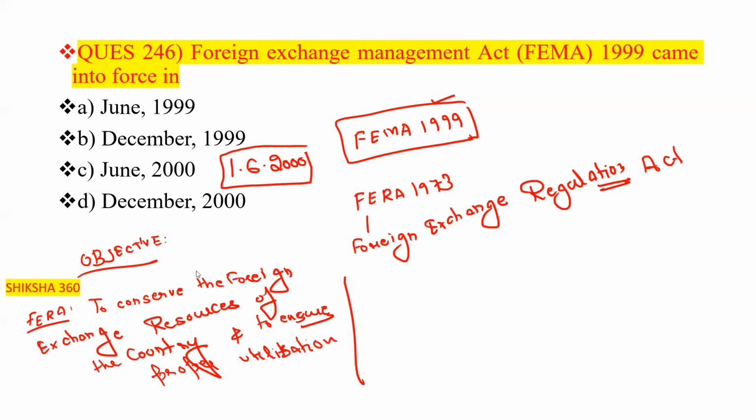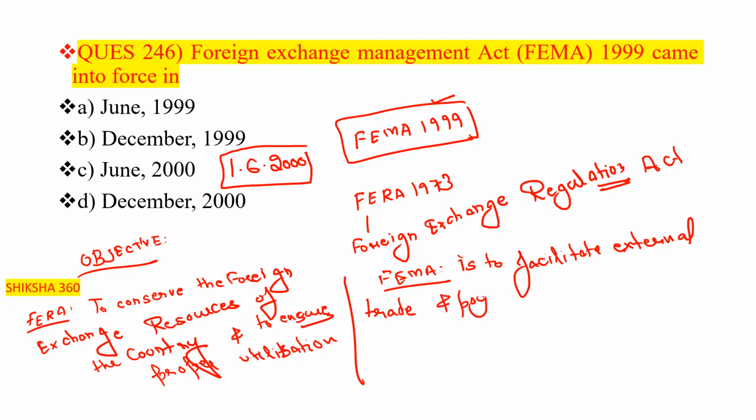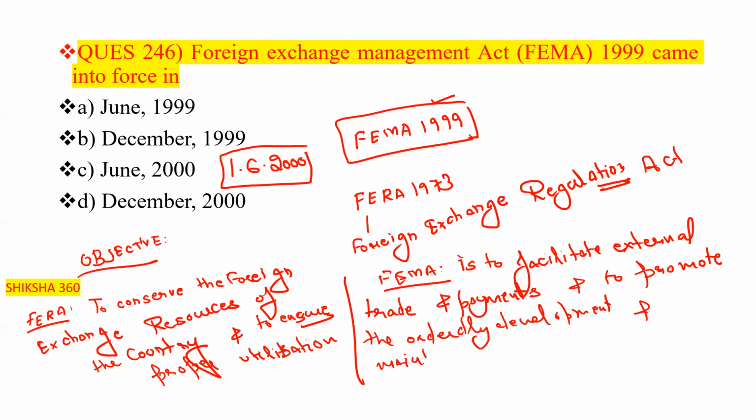On the other side, what is the objective of FEMA? It is to facilitate external trade and payments and to promote the orderly development and maintenance of foreign exchange markets in India.